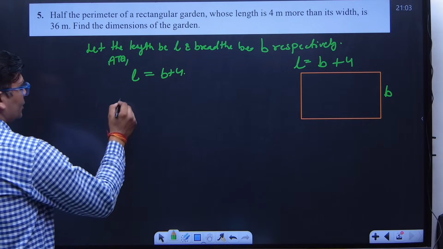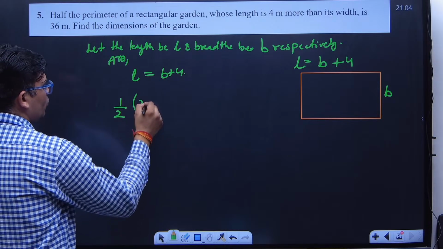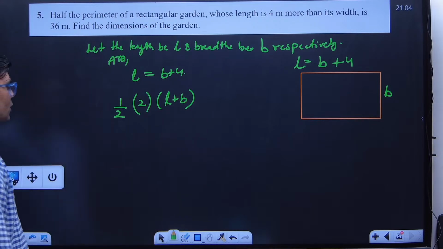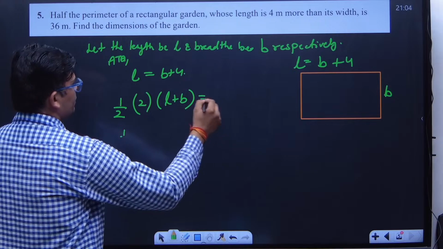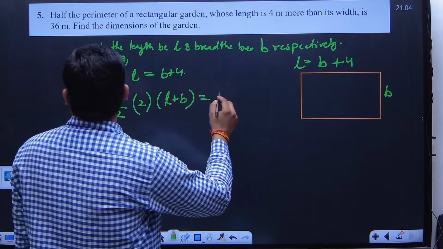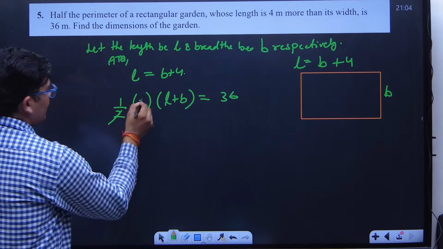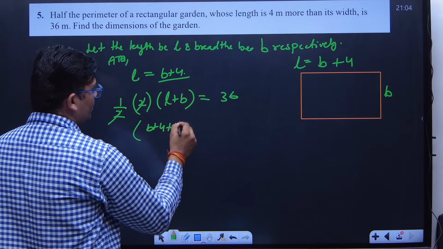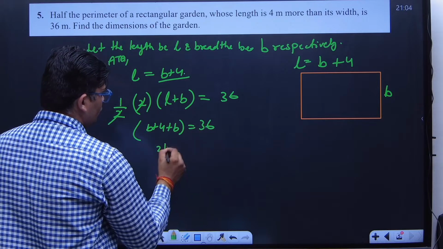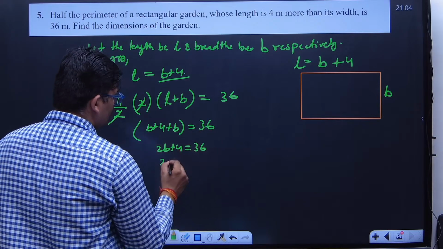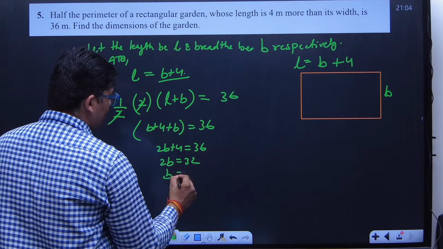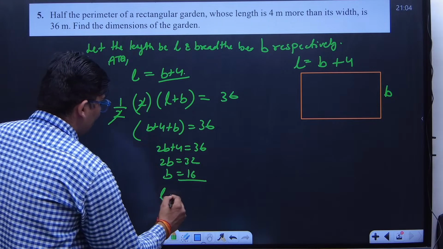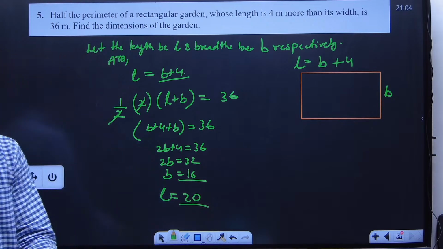and half the perimeter. What is the formula for perimeter? 2 into L plus B. Are you aware of this? So half the perimeter is how much? It is 36. So you can cancel these two. Instead of L, you can substitute the value B plus 4. So you will have B plus 4 plus B is equal to 36. So 2B plus 4 is equal to 36. 2B is equal to 32. So B will come out as 16, and L will come out as 20. 16 plus 4. Just check it out.